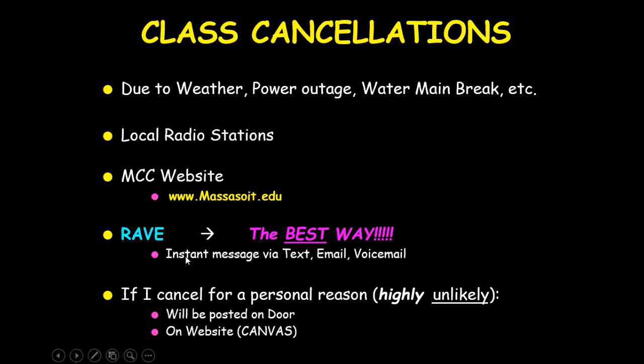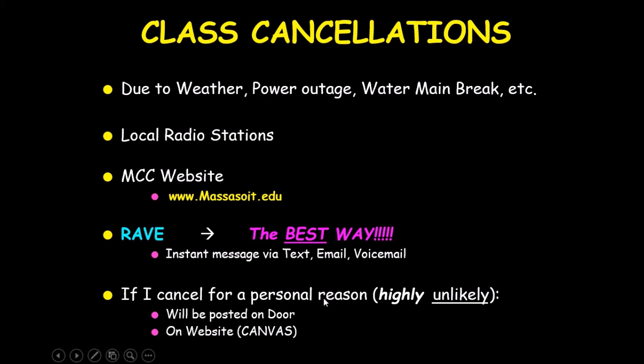Again, the best way to do it is hopefully you know what RAVE is. If not, go to your Massasoit portal. You get to a section or go search on RAVE. Sign your smartphone or your phone or email to it. And if there's a water main break, it's an umbrella email that goes to everybody that is signed up with RAVE, and you get that. You can go to your local radio stations and the Massasoit website. You could do that too.